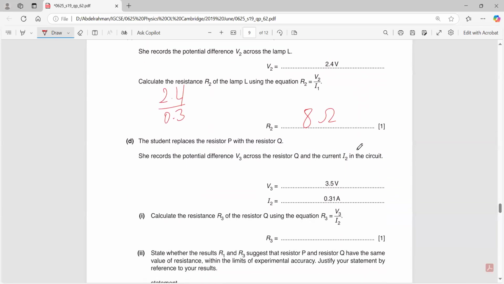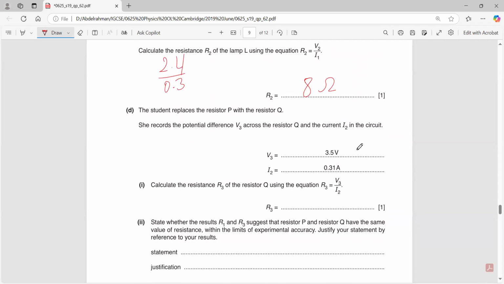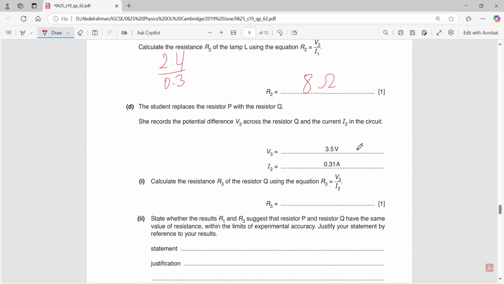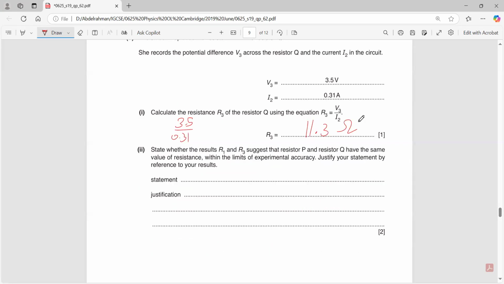Now she replaces the resistor P with another resistor Q. She records V3 and I2. So V3 is 3.5, I2 is 0.31. Can I find R3? Yes, 3.5 divided by 0.31. It is 11.3 ohms. Okay, so far so good.